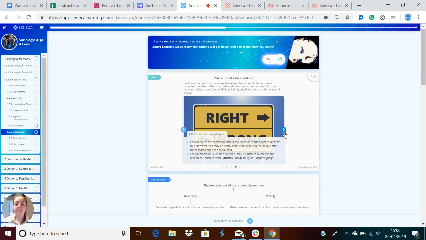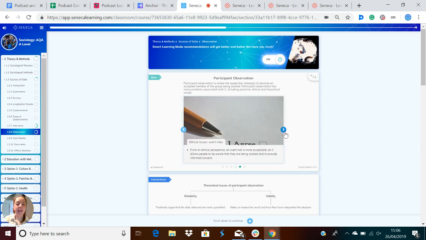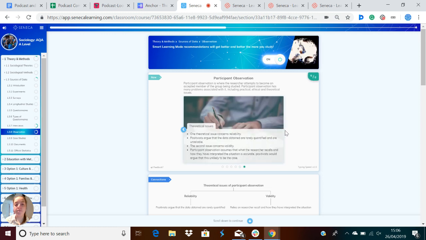Ethical issues are certain to arise if the researcher has adopted a covert role, but this can be partly dealt with by telling the people after the research has been conducted. Ethical problems such as this deception could be justified to protect the researcher, for example, if you're studying a gang or a criminal organisation. From an ethical perspective, an overt role is more acceptable, as it allows people to be aware that they are being studied and to give informed consent.